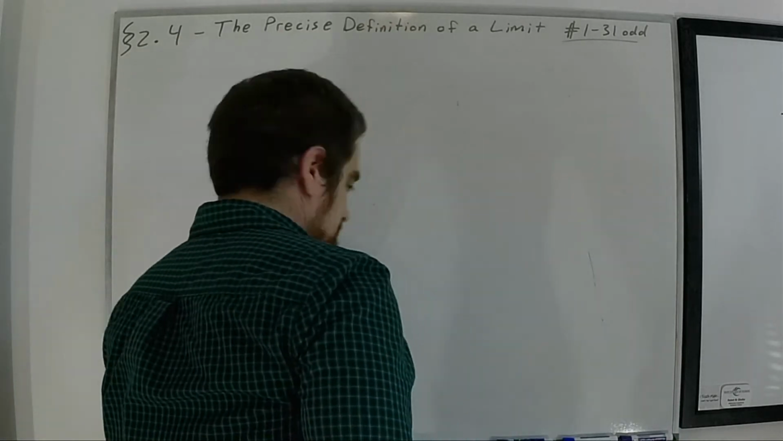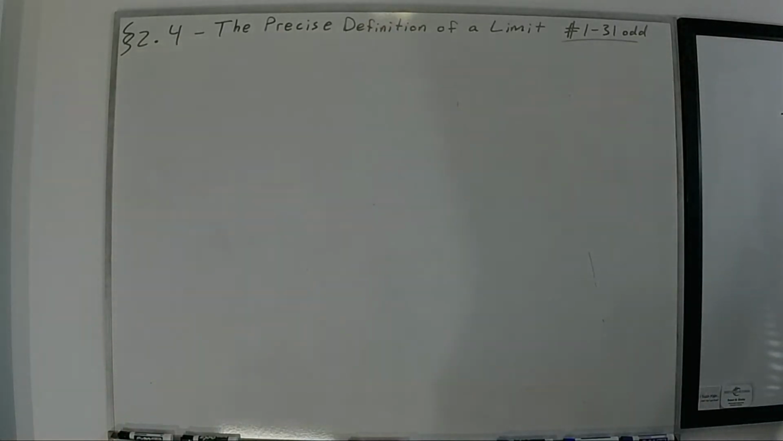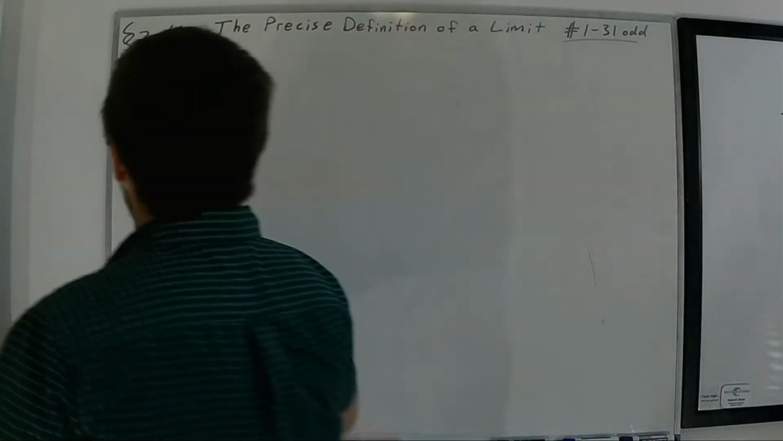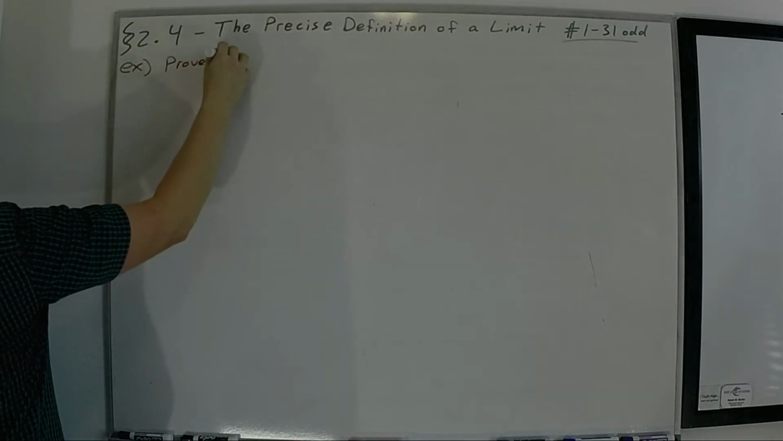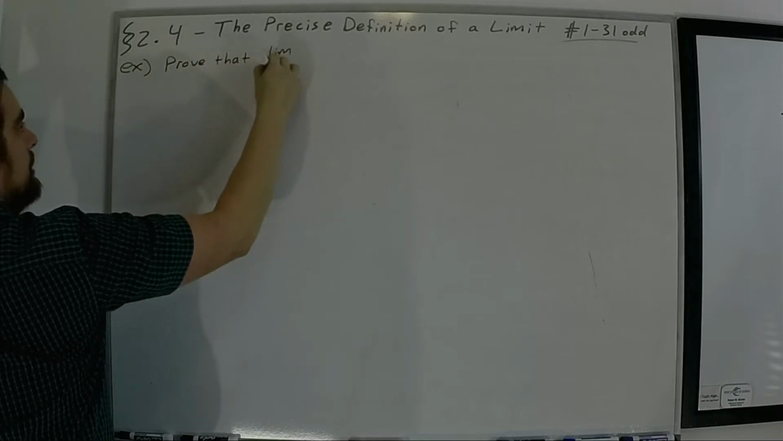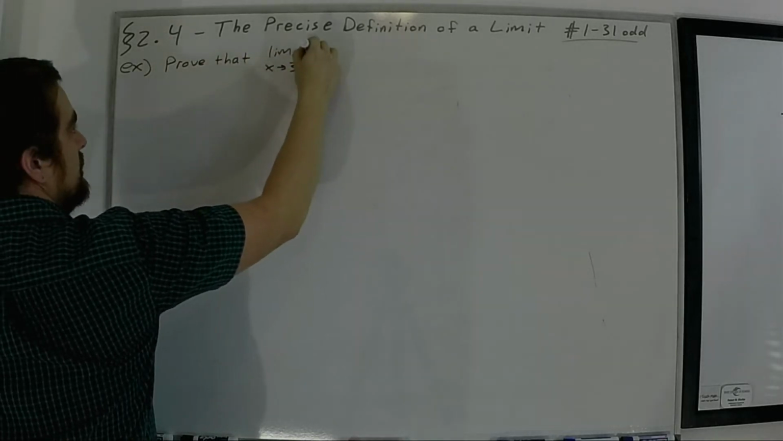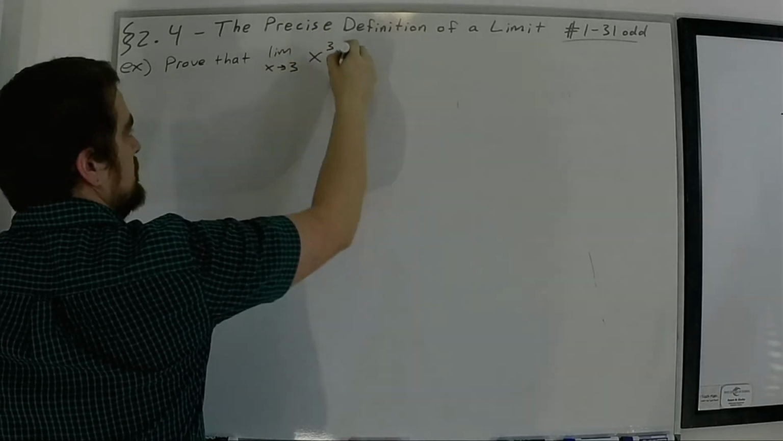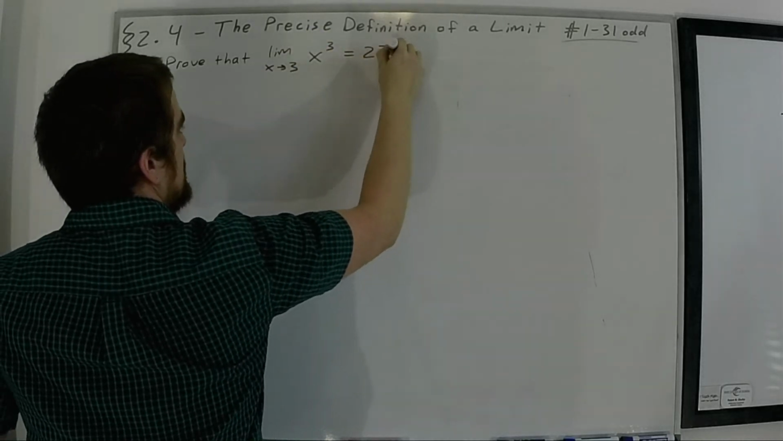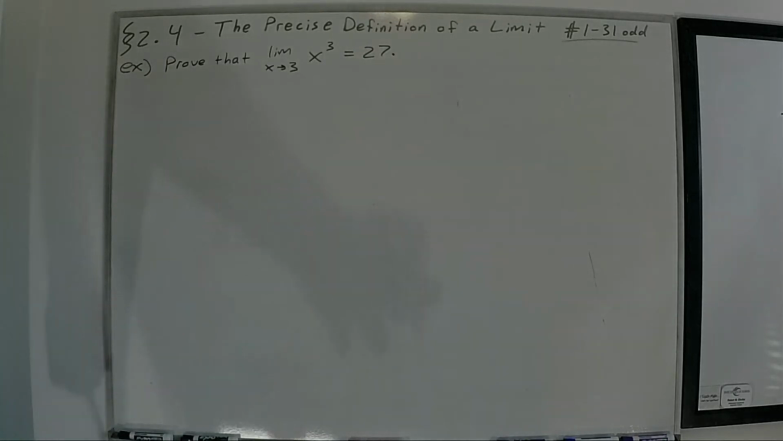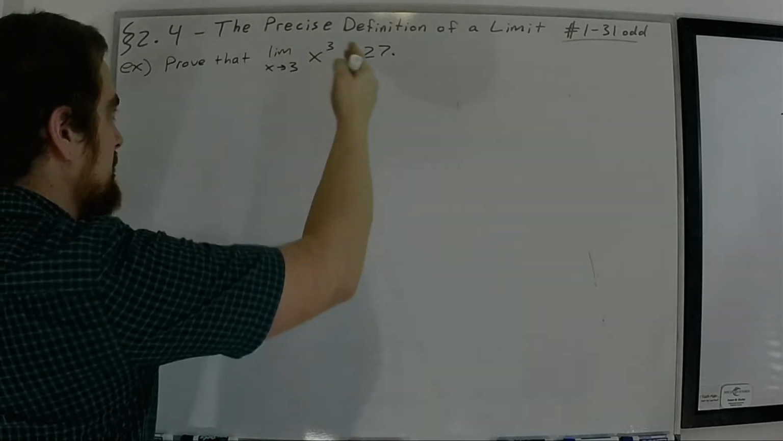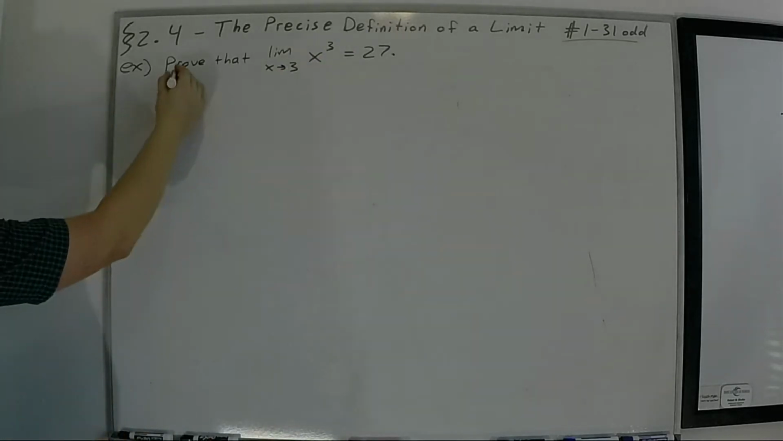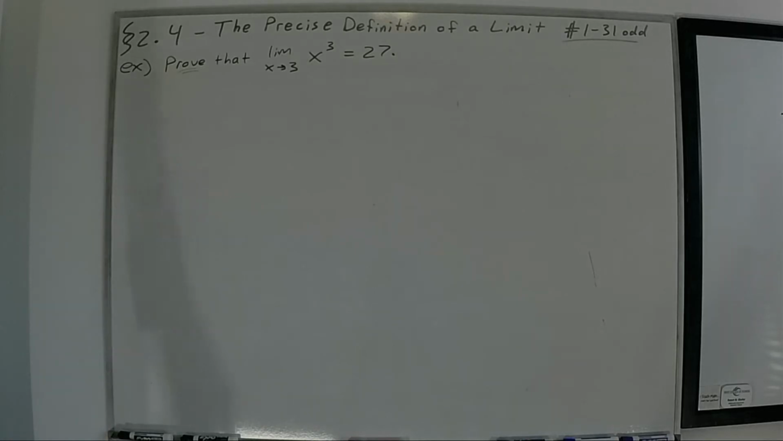Let's pick on something else, like perhaps a power function that I chose. That is to prove that the limit as x goes to 3 of x cubed is equal to 27. Again, 3 is in the domain of this power function x cubed. I could simply cube 3 and get 27 and say there is the limit. But now we want to prove it using the epsilon delta definition.